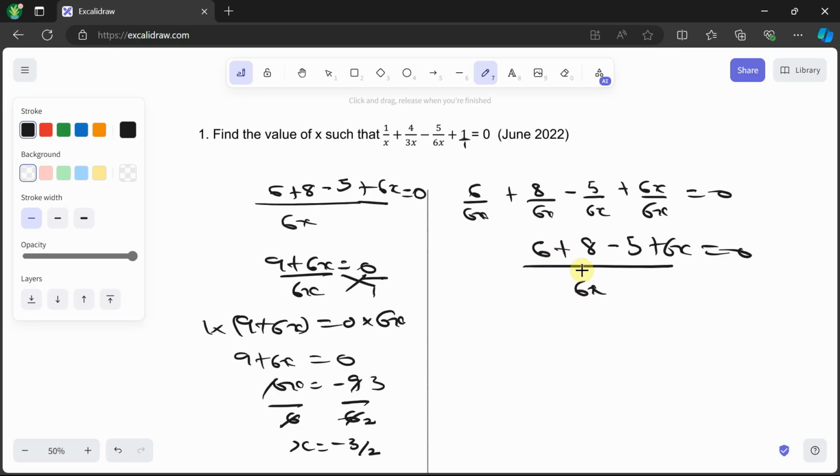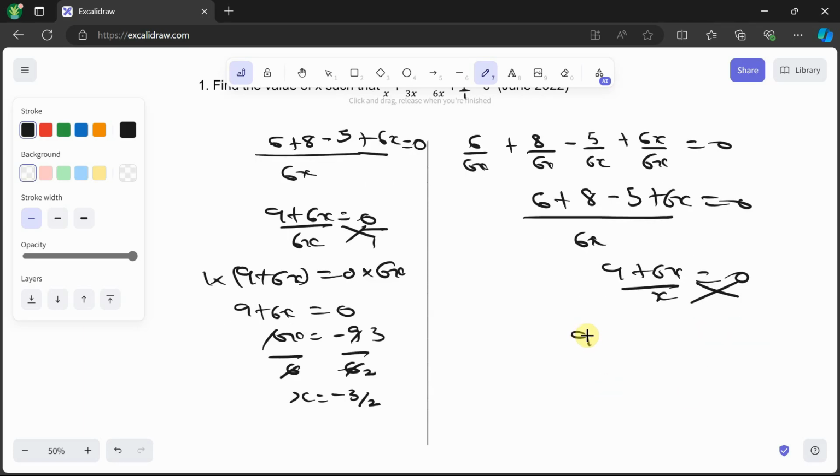So 8 plus 6 minus 5, that will give you 9 plus 6x all over 6x is equal to 0. Then you can cross multiply and say 9 plus 6x is equal to 0 times 6x, and 6x will be equal to minus 9, and x will be equal to minus 9 over 6, which is equal to minus 3 over 2. So you might look at this and say, well, what's the difference between these two? But sometimes just putting everything, like all the denominators, in one particular format can really help you to solve a particular question faster.